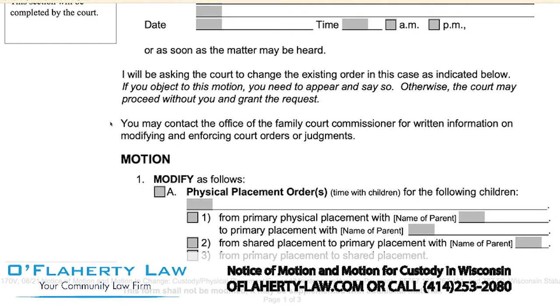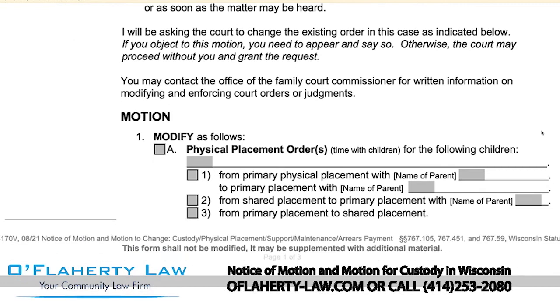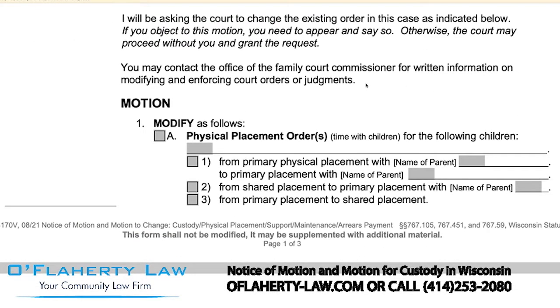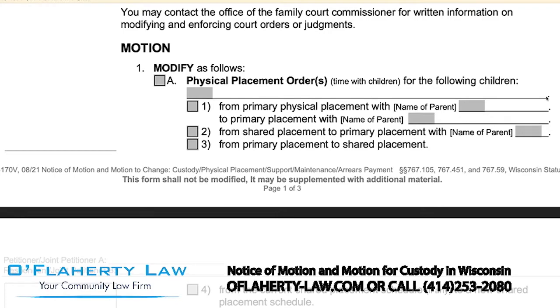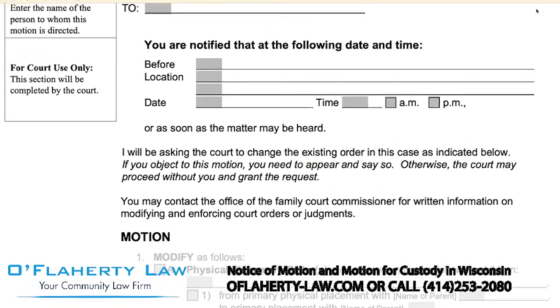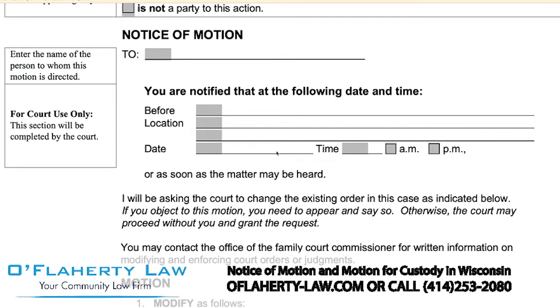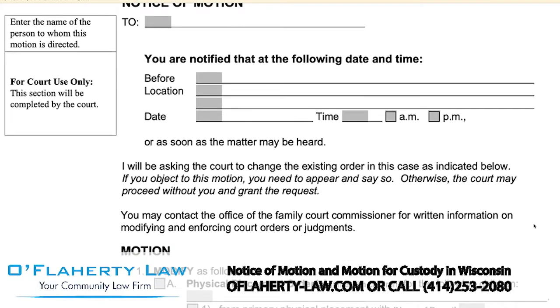You may contact the Office of the Family Court Commissioner for written information on modifying and enforcing court orders or judgments. That's always an option. If you have trouble locating your family court commissioner, you can always just call Clerk of Courts, ideally with the case number and the names, and find out who you're supposed to talk to. So that's the notice of motion, and it's imperative that it be complete and properly served.